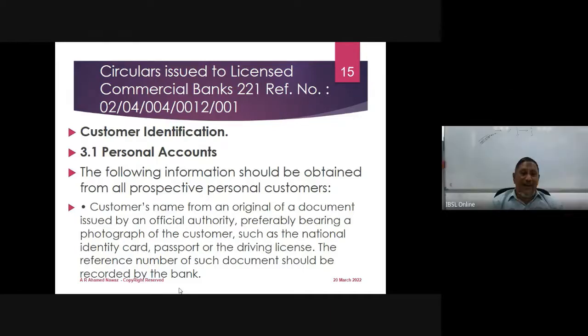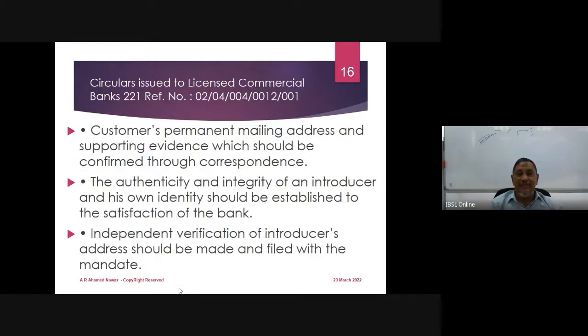Right. For a licensed commercial bank, the following information should be obtained from prospective personal customers: the customer's name from an original document issued by an official authority, preferably with a photograph of the customer, such as a national identity card, passport, or driving license. The reference number of such documents should be recorded by the bank. Customers' permanent mailing address and supporting evidence should be confirmed through correspondence. The authenticity and integrity of the introducer and his own identity should be established to the satisfaction of the bank. Independent verification of the introducer's address should be made and filed with the mandate.